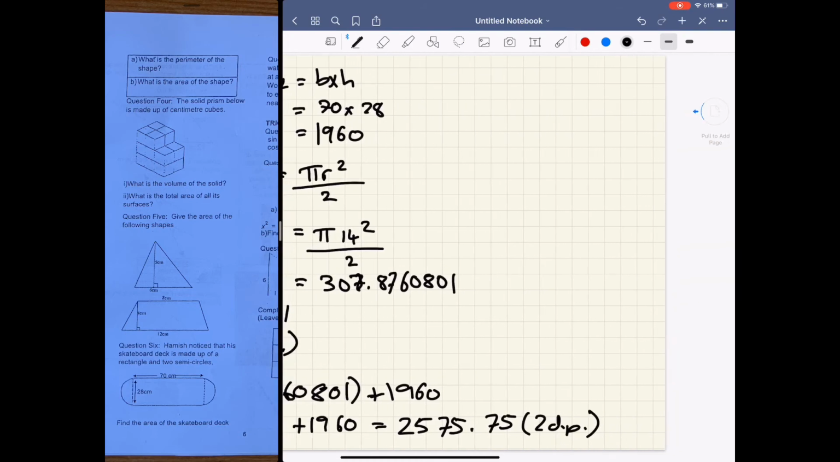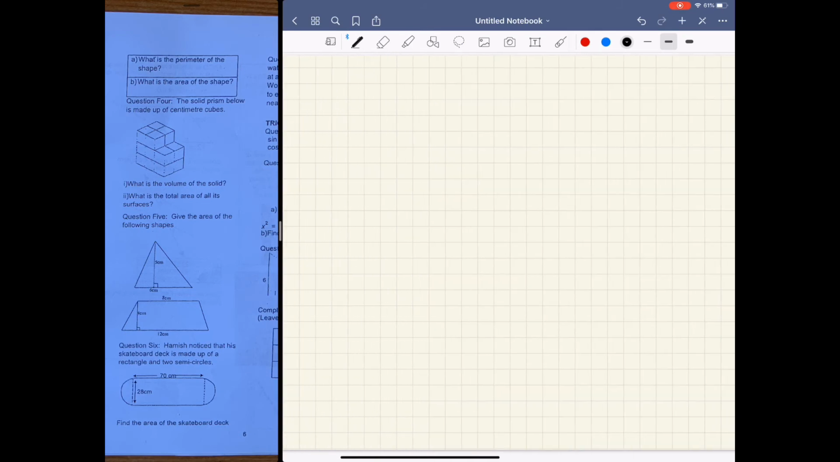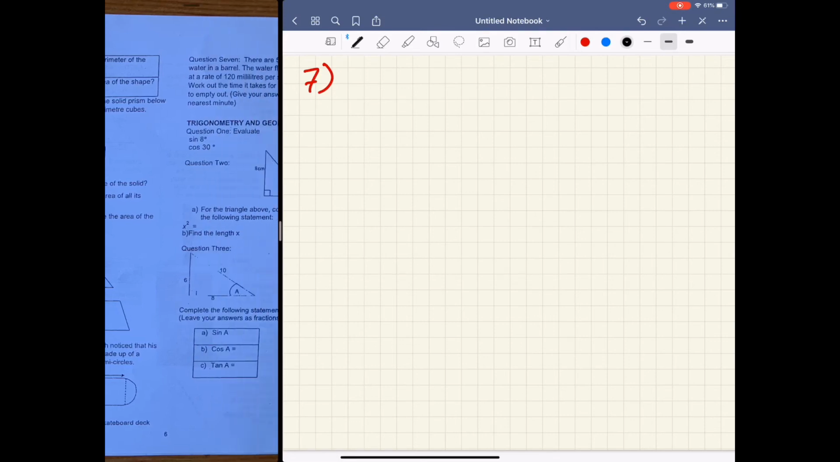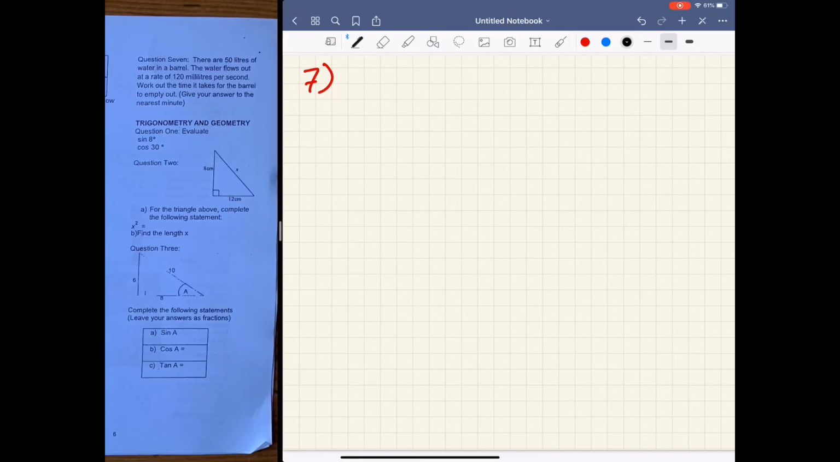Okay, let's move on to question 7. Question 7 here states there is 50 liters of water in a barrel. So let's draw this barrel, and it's filled with water, right?